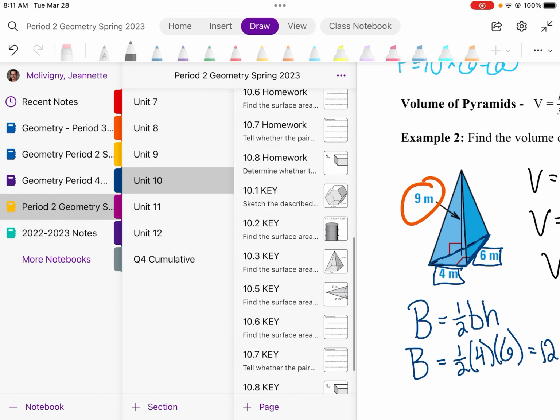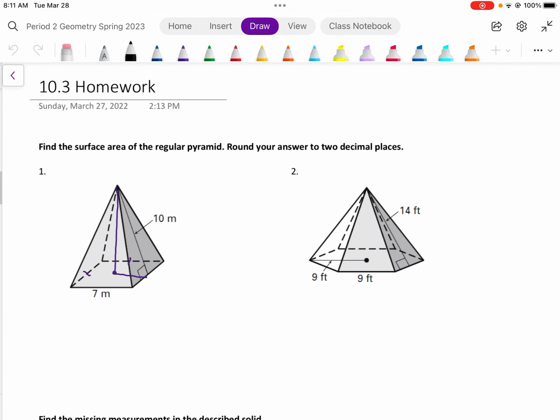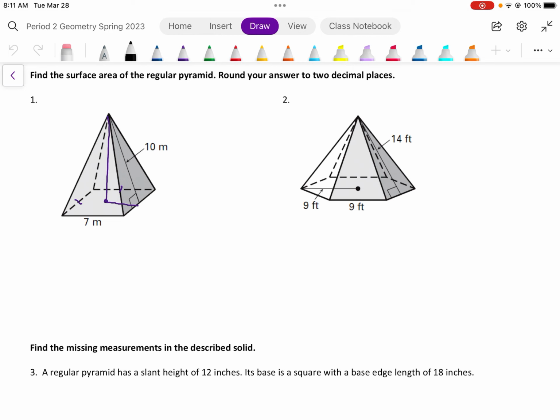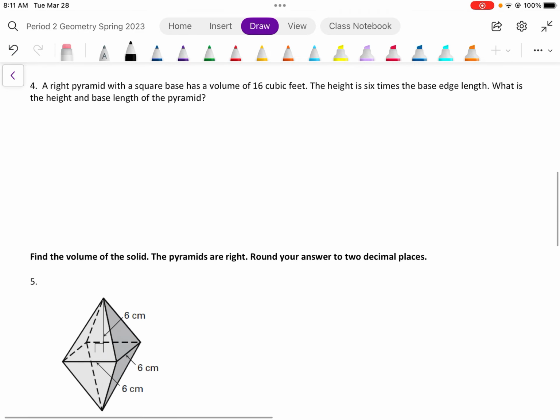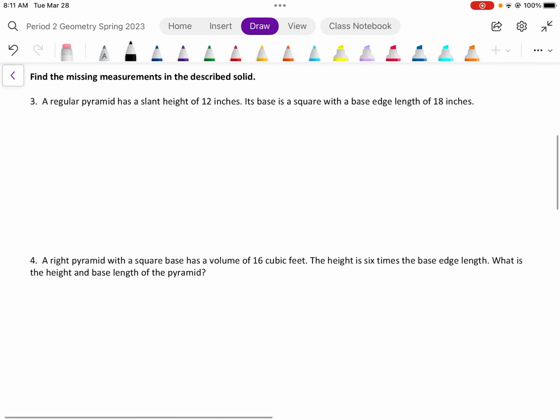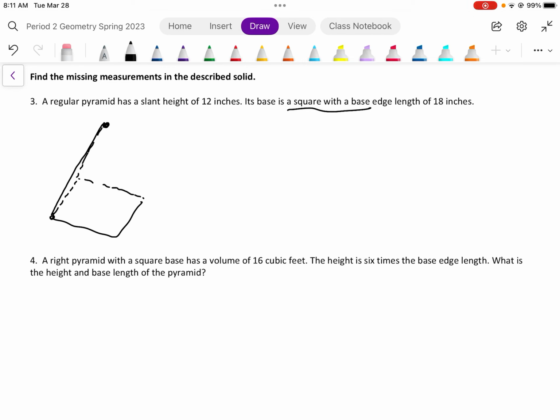So then on your homework, you're going to go ahead and do those problems. Sometimes you are going to have to use Pythagorean theorem to find the missing height if you need it, or the slant height. And when you're drawing the pyramids, it's going to be easier to draw the base and then connect it all to the vertex at the top. So this one, for example, 3 has a square base. So if you start with the square with the hidden sides and then put a point somewhere above it, and then you would connect those all to that vertex. And that's how you can draw a pyramid.